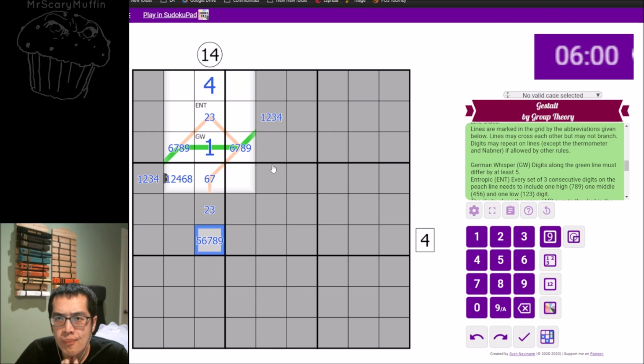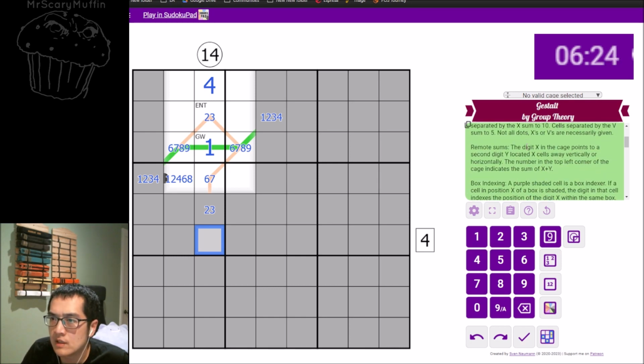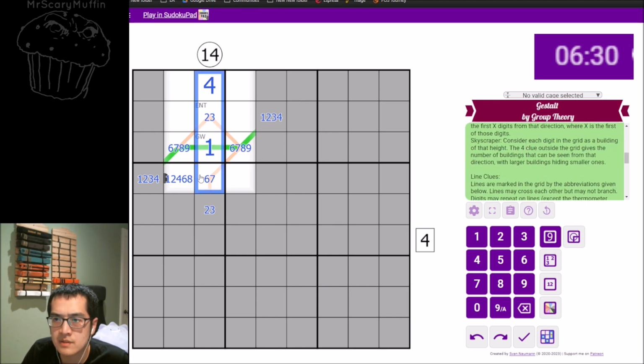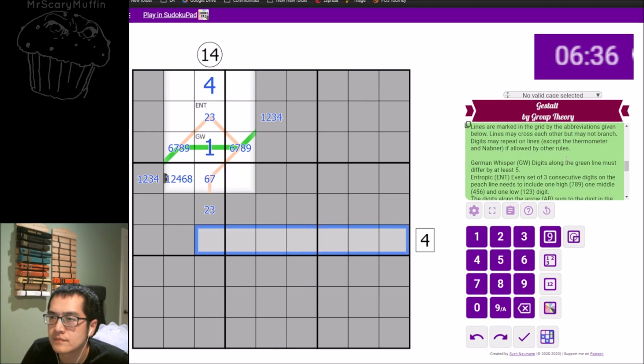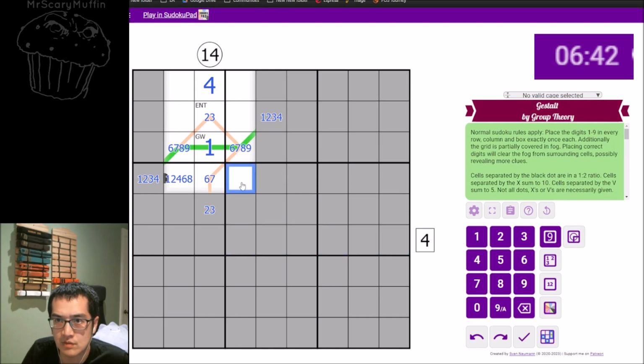Okay. Oh, actually, this line doesn't necessarily go all the way down, so let's get rid of that for now. Let's not make any assumptions too quickly. All right. What else? We don't have any purple squares yet. We don't have any cages. We've utilized this. I don't think the skyscraper comes into play just yet. We haven't seen any of the other lines yet. Okay, so this is all we got to work with here.